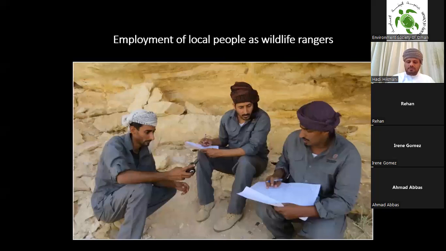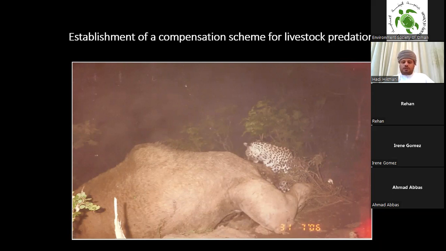Following the employment of local people, Oman took what I consider a very important step, to establish a compensation scheme for livestock predation. For example, those people whose livestock are killed by a leopard will report back to us. Instead of killing the leopard, they will report to our rangers unit, and the rangers will go to these field sites, investigating what's going on and putting up camera traps.